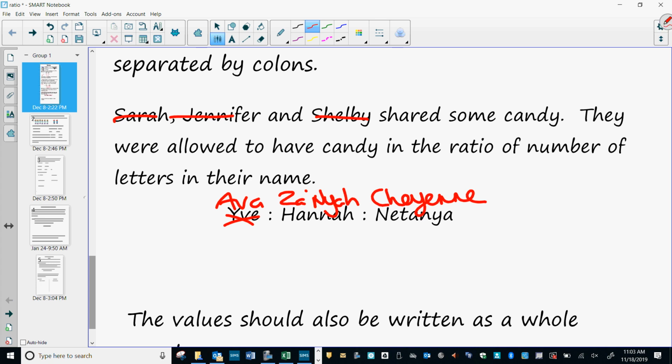Ava, Zanaya, Cheyenne. They're allowed to have candy in the ratio of the number of letters in their name. So, Ava would get what? 3. Zanaya would get 6. And Cheyenne would get 8. Cheyenne gets 1, 2, 3, 4, 5, 6, 7, 8.